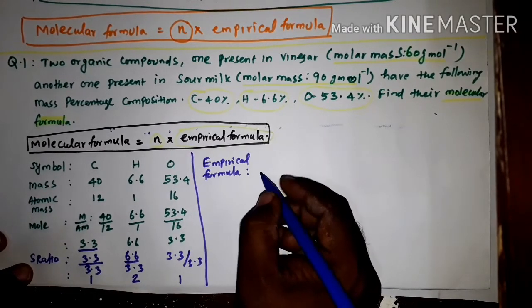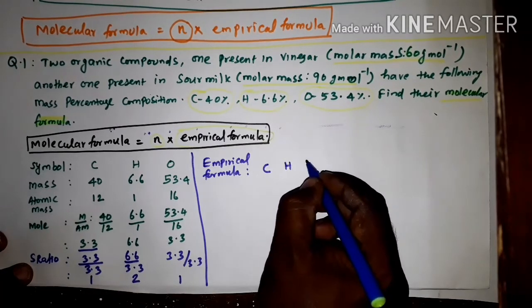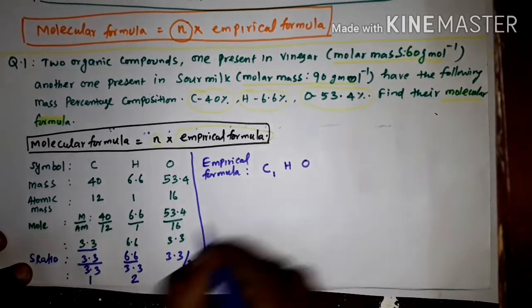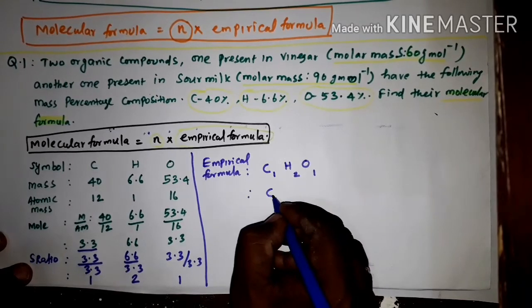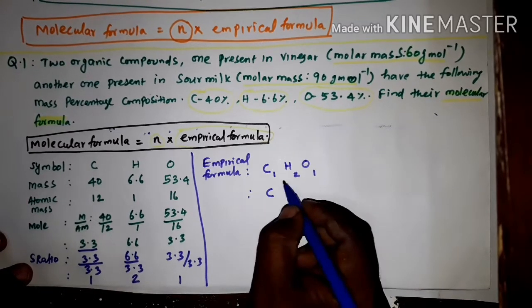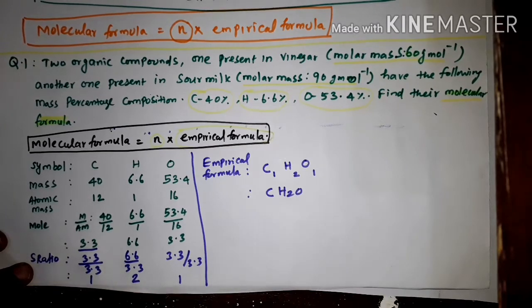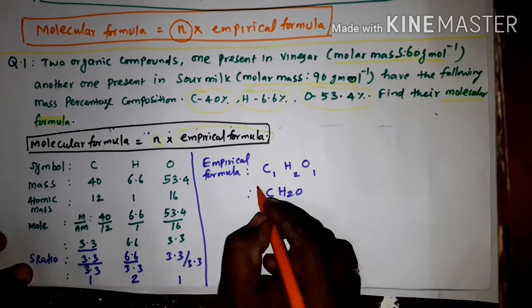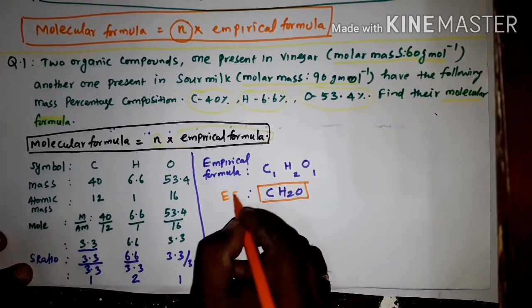What is the empirical formula? First write the symbols: carbon, hydrogen, oxygen. What is the number here? For carbon 1, hydrogen 2, oxygen 1. So in the final formula, if 1 comes, don't write 1. So CH2O. This is the empirical formula of the given compound. Clear?